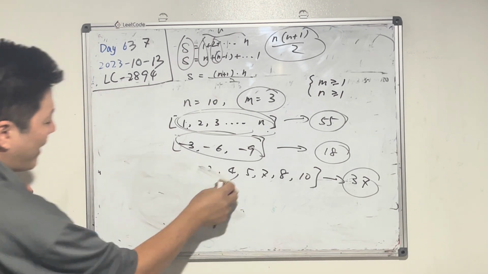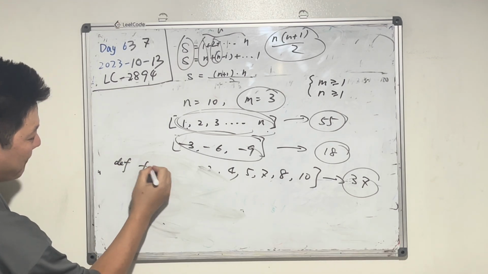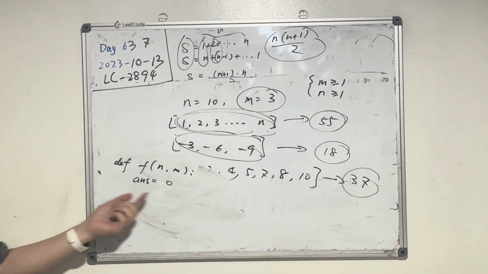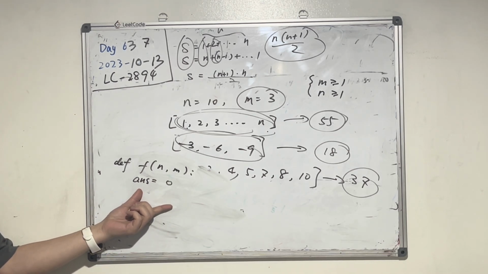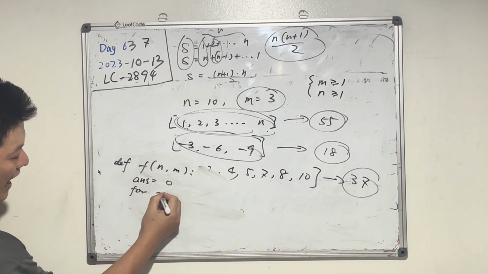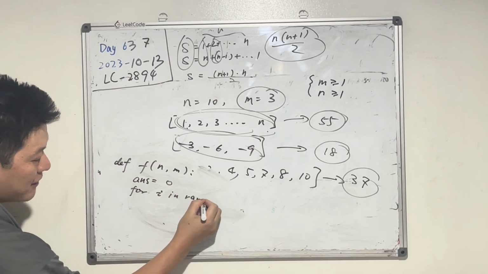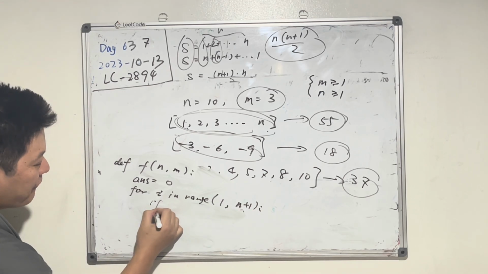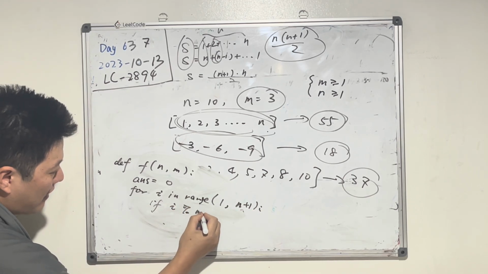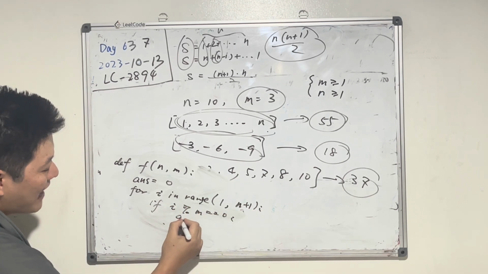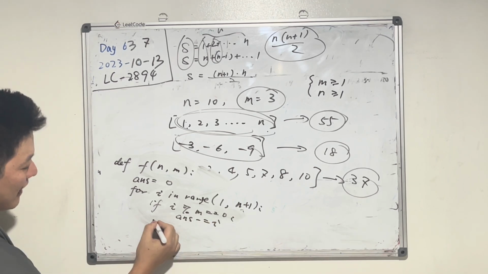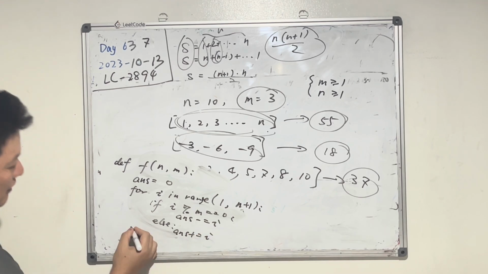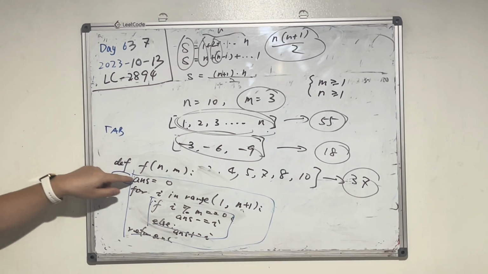So let me quickly write the code, yeah? Define f of n. Then answer equal 0. Proud moment. For i in range 1 to n plus 1, if i modulus m equal 0, then answer minus equal i. Else answer plus equal i. Return answer.